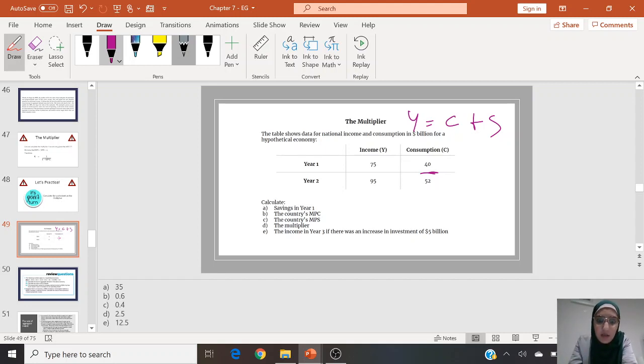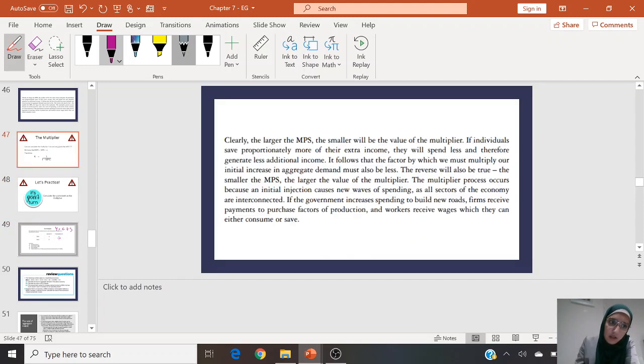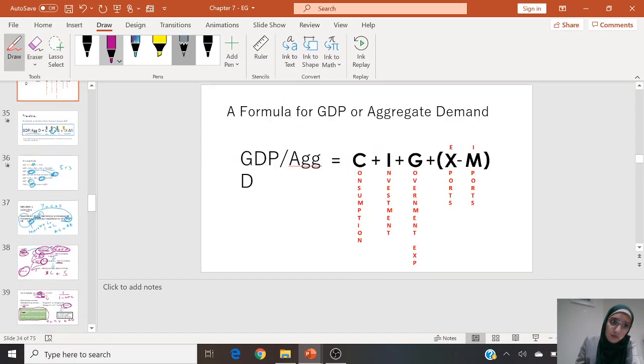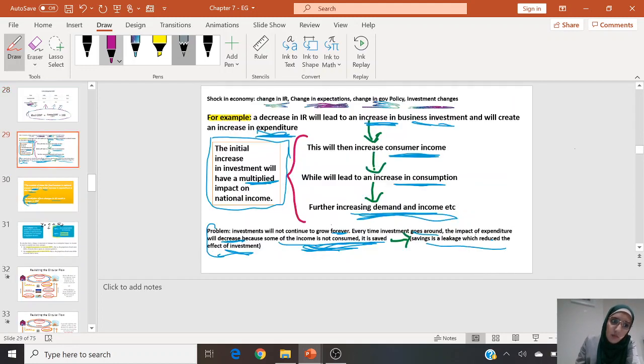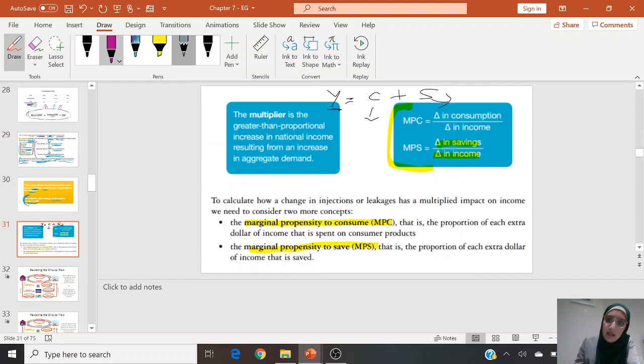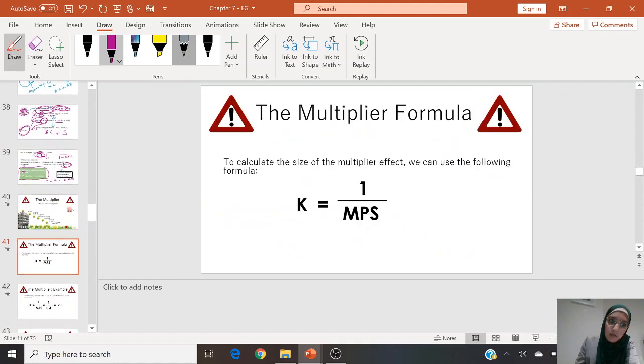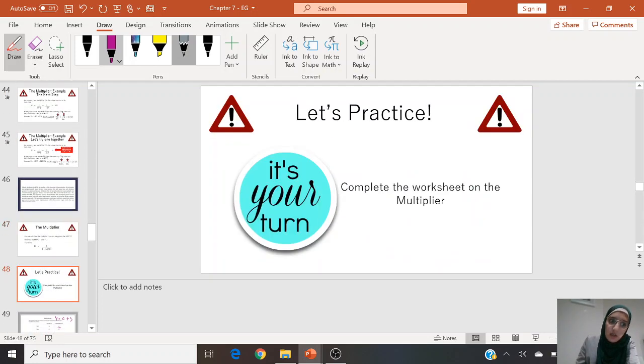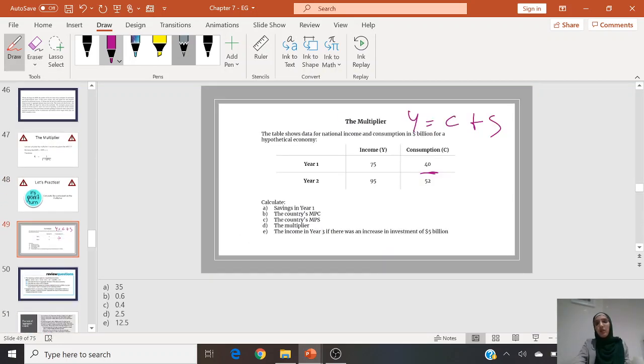Now B, the country's MPC. We know that the formula for MPC is change in consumption over change in income. What is the change in consumption? That's basically 12, because 52 minus 40 is 12, divided by 20, and that should give you 0.6. And that is the MPC.